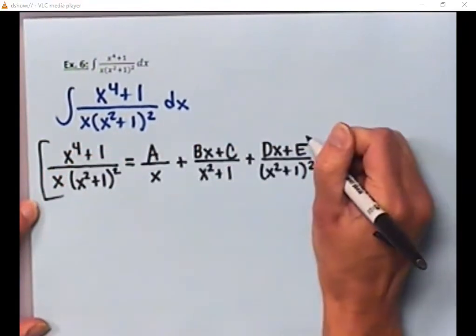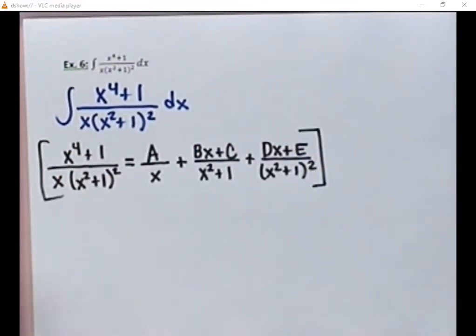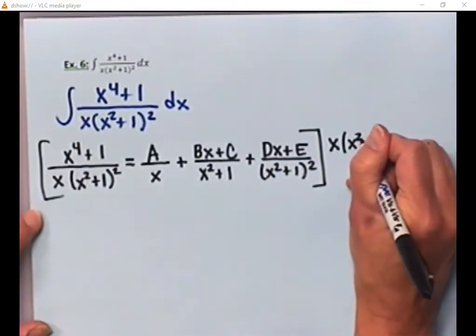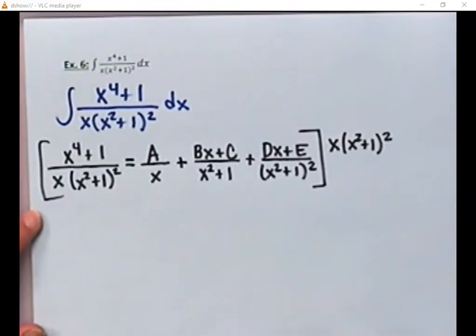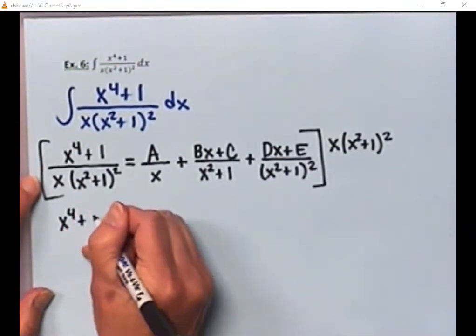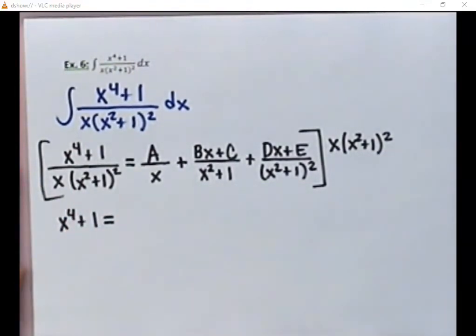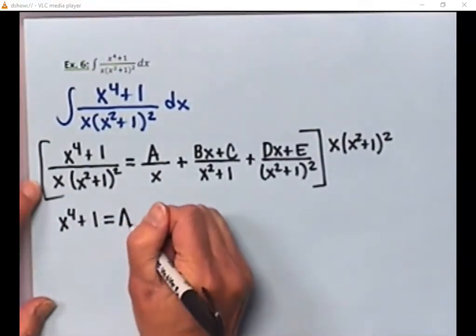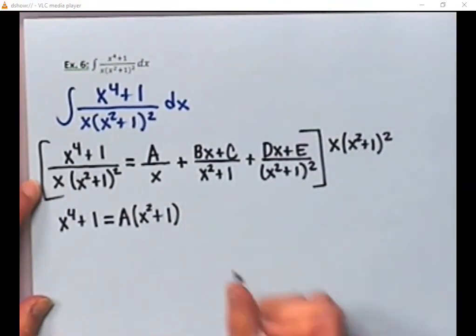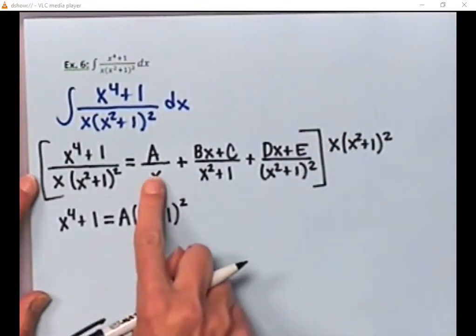Okay, let's clear this out. See if we can solve for A, B, C, D, and E. That's 5 things we've got to find. Okay, so what am I multiplying by? x and... Exactly. x squared plus 1 squared. Basically, this denominator is the common denominator. So on the left, it will clear and just give you x to the 4th plus 1. On the right, with A, we should have x squared plus 1 squared, right? Because only the x cancels.